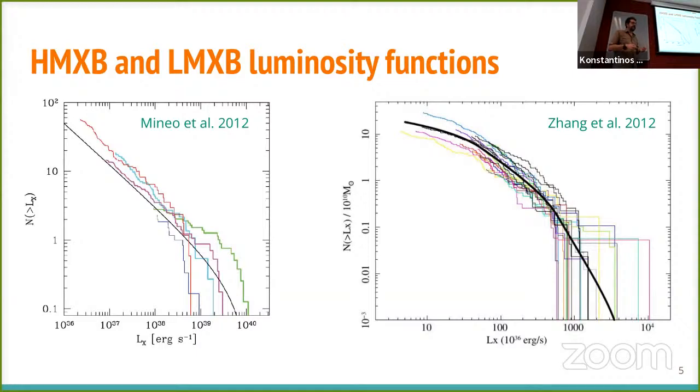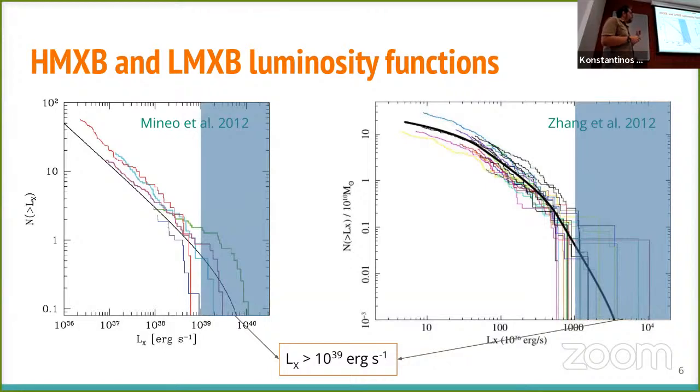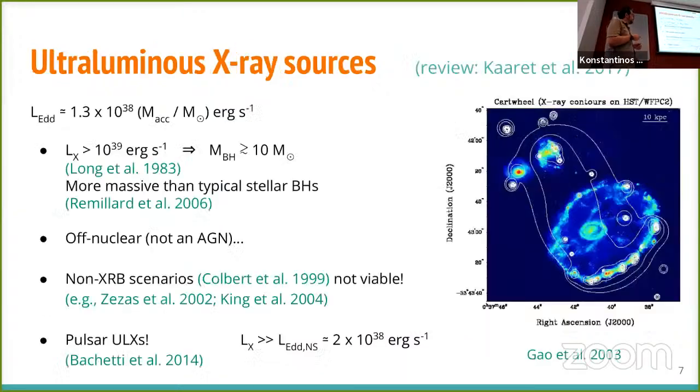Now, this contains a lot of information about what's happening in the systems, because at different luminosities, you have different types of systems. Now, let's focus in this region above 10^39. This region includes sources from both populations, high mass and low mass X-ray binaries. And why is it interesting? Because 10^39 erg per second is around 10 times higher than the Eddington luminosity for a solar mass black hole or a neutron star, roughly.